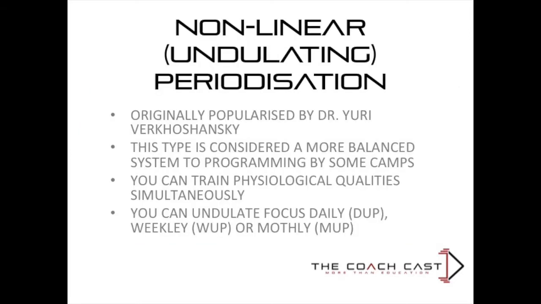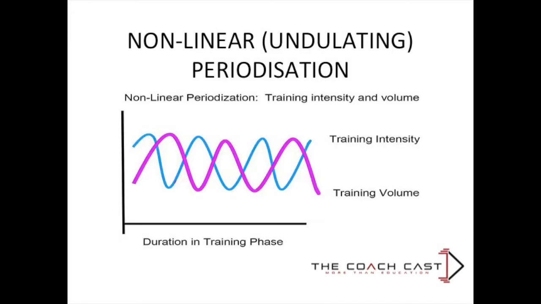Okay, so now we move on to non-linear, otherwise referred to as undulating periodization. It was originally popularized by the famous Dr. Yuri Verkhoshansky, and some camps consider this type a more balanced system of programming. It's probably because you can train physiological qualities simultaneously, and this is seen as being really effective and flexible. Now, you can undulate your focus daily, weekly, or monthly. What this schematic shows us is how we shift from intensity focus to volume focus between different cycles and phases.